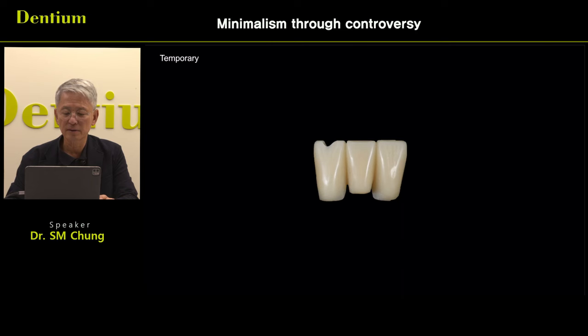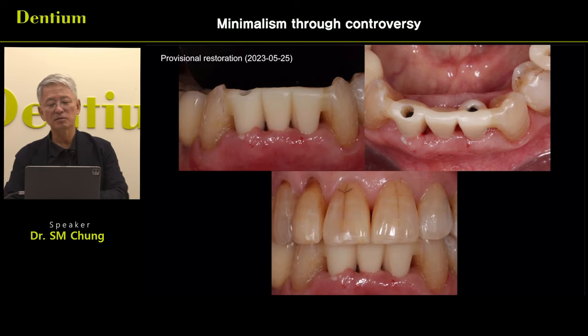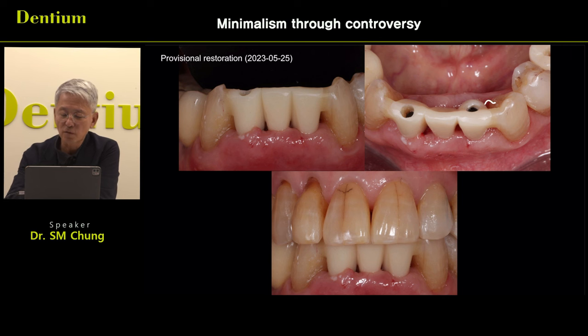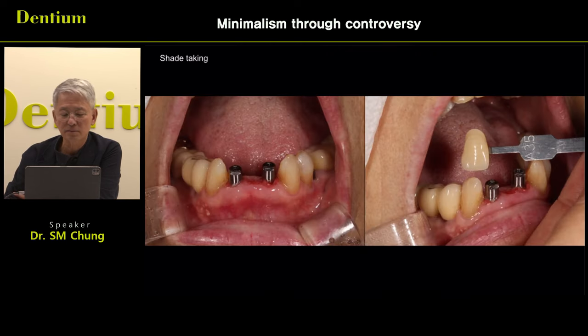With the temporaries, at that time, it is to prevent some damage to the osseointegration, and with splinting to the neighboring tooth for force distribution, we stabilize the temporary crown by connecting the necessary teeth together.